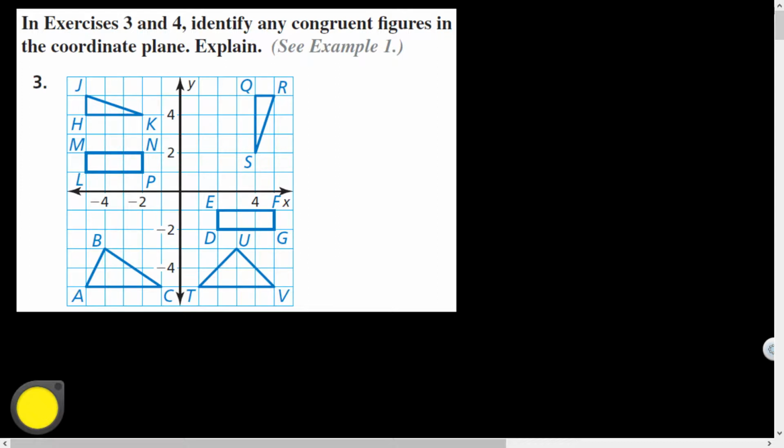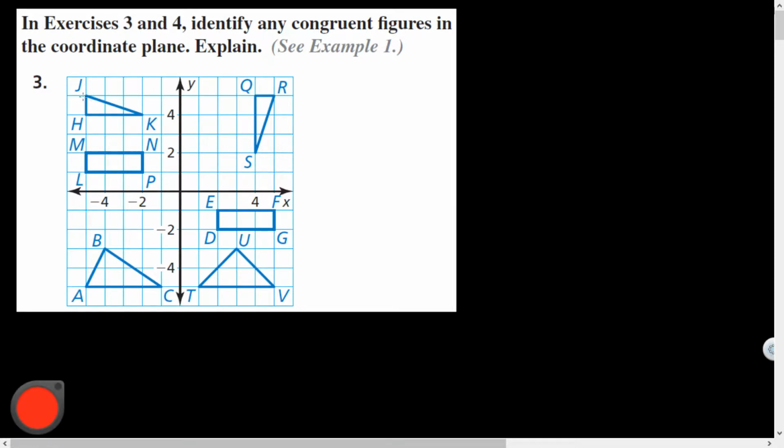We've been talking about transformations and compositions of them, and congruence between the image and the pre-image. Good stuff, good stuff. It says exercise 3, identify any congruent figures in the coordinate plane. Explain. All right, someone spot some congruence here.